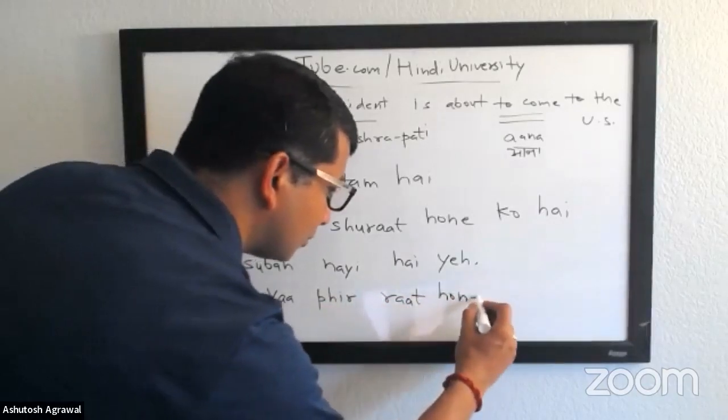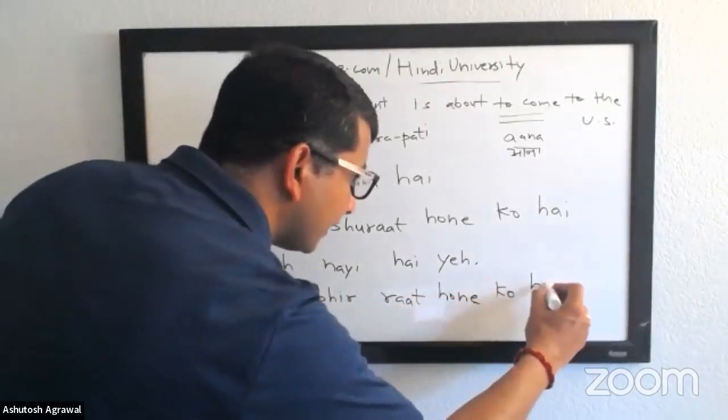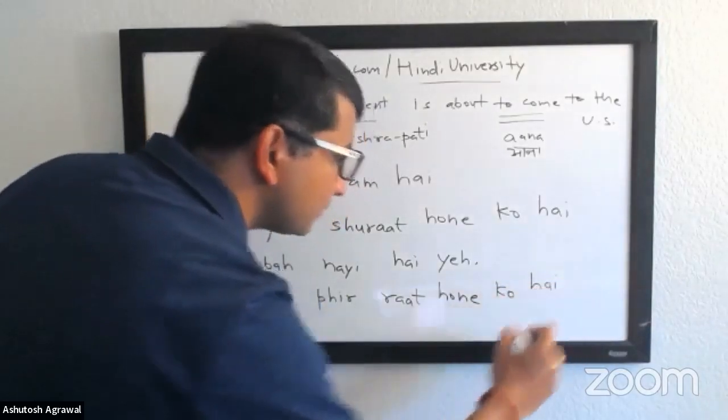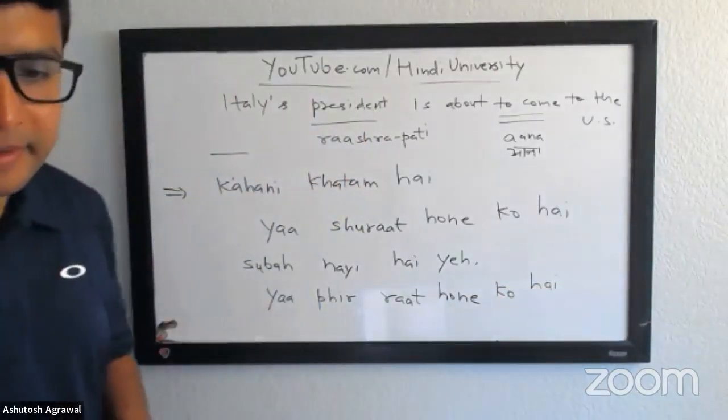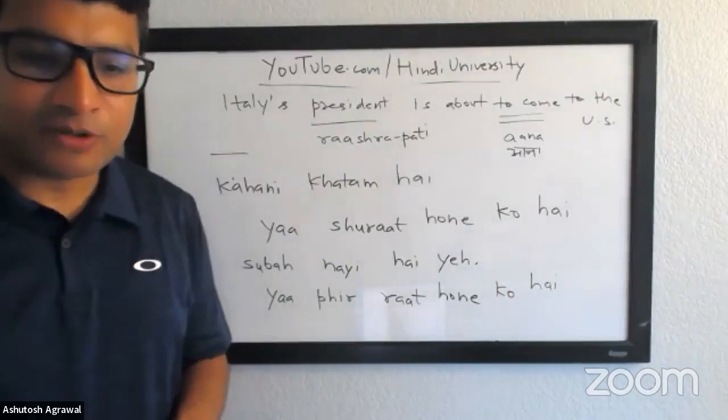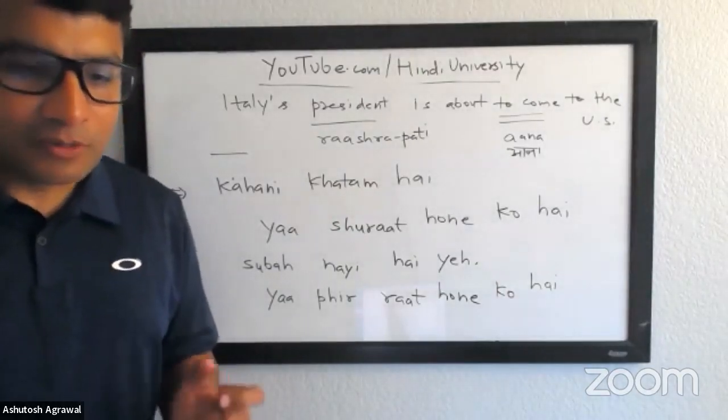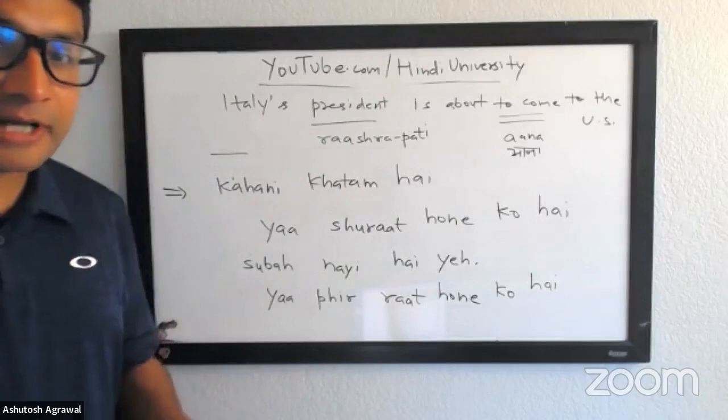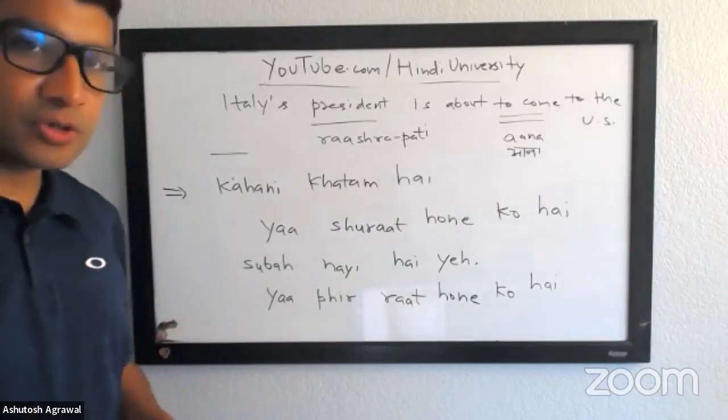रात होने को है. Now imagine you didn't know this concept and you were to just hear this song. It'll be very, very complicated. Like, what the heck is this? Now read it again, read it twice, and try to dissect it. It'll make much more sense.